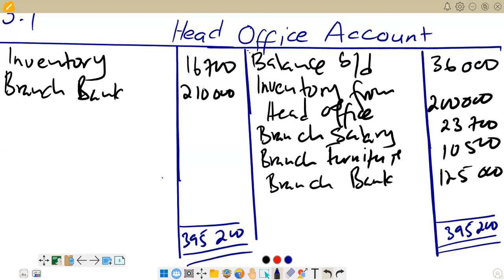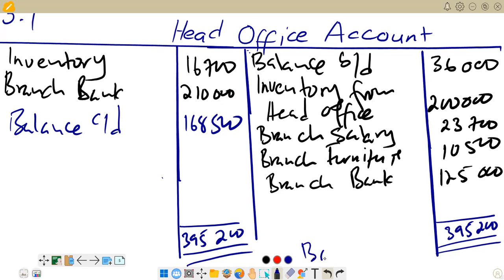And if we say this one minus this one minus this one, you get your balance CD. And your balance CD there, you get 168,500. And that same balance is going to come here as the balance BD. It is the same figure, which is 168,500. So this is what we have in terms of the head office account. So we can also go to the next account and see what we have in terms of balancing it.